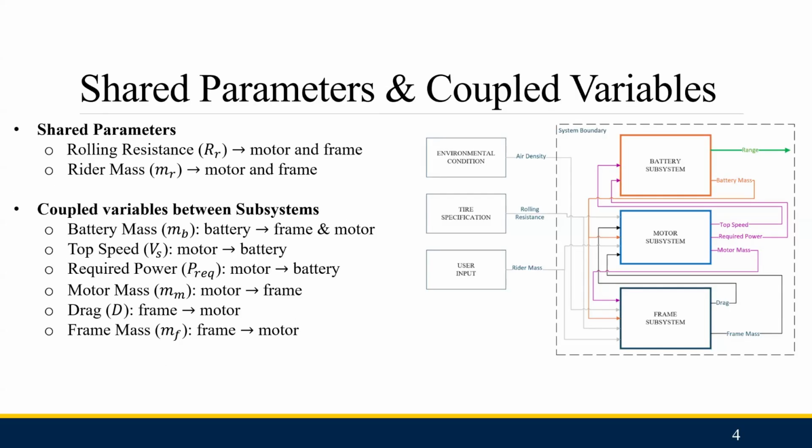Looking at some of our shared parameters and coupled variables between the three subsystems, the two main parameters that all the subsystems share are rolling resistance and rider mass, assuming max rider mass. Variables that link our subsystems include the mass of the battery, the mass of the motor, and the mass of the frame, as well as top speed, required power, and aerodynamic drag.